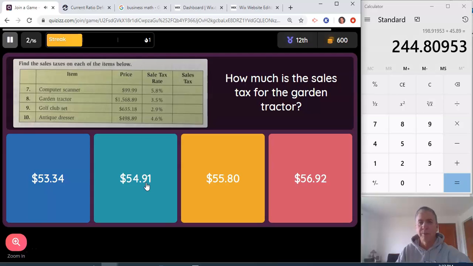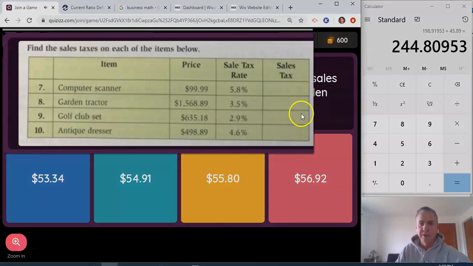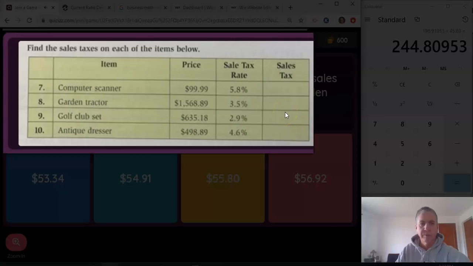Let's take a look at one more, and you can go ahead and work these on your own in a similar fashion to that which I'm showing you here. Question 2. How much is the sales tax for the garden tractor? Garden tractor, item number 8. So the price of the tractor is $1,568.89, and the sales tax rate is 3.5%.